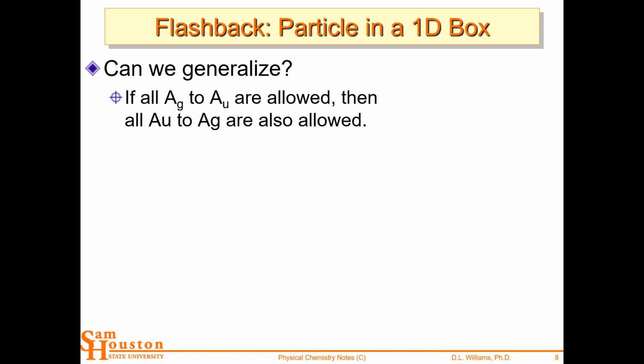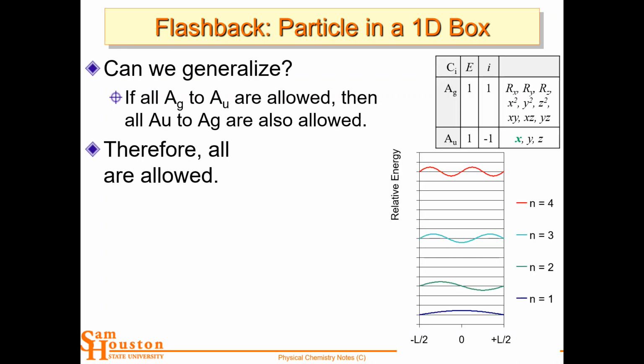So we're able to generalize. So can we generalize? Yes. If all AG to AU are allowed, then all AU to AGs are also allowed. And so if we look at this, we could have AG to any one of these AUs, and that's going to be allowed. But if we go from AU to AG, all we're doing is just swapping those two symmetries, and those would be allowed as well. And so we also have this possibility, AU to AG and AG to AU.